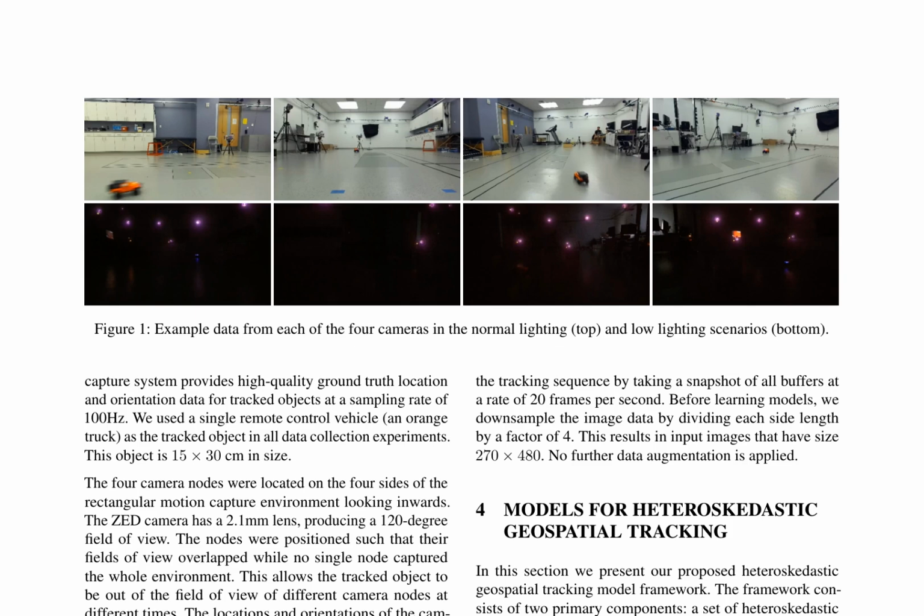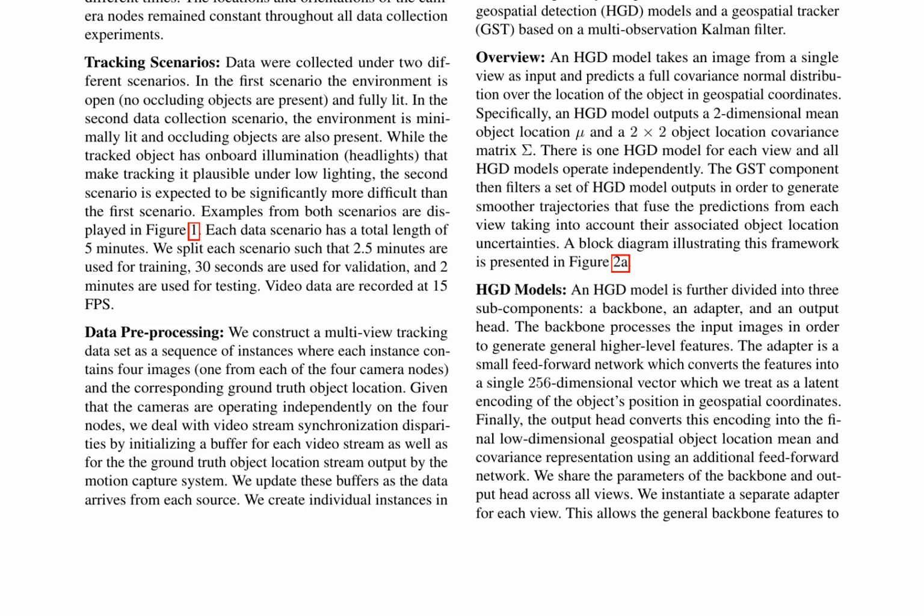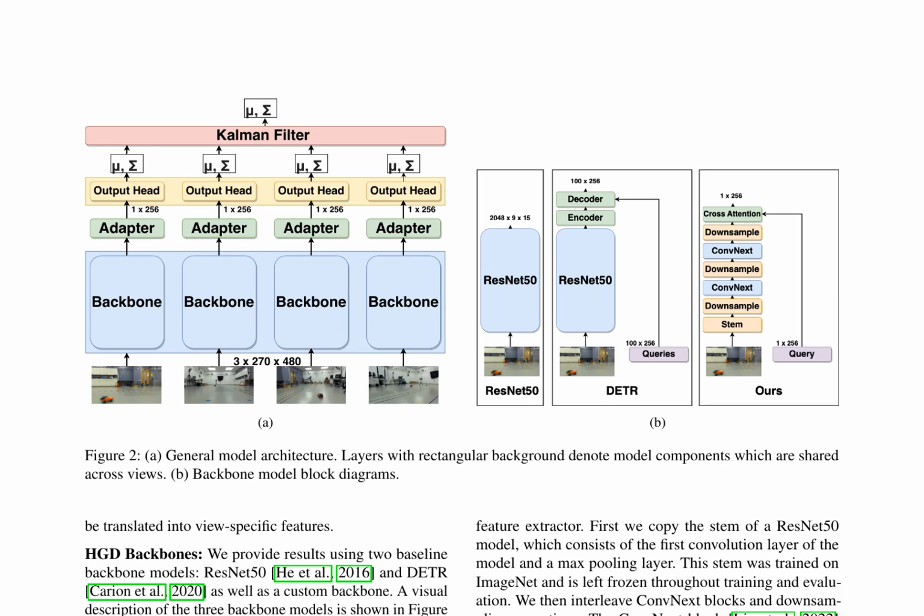The framework consists of heteroskedastic geospatial detection (HGD) models and a geospatial tracker (GST) based on a multi-observation Kalman filter. The HGD models predict a full covariance normal distribution over the location of the object in geospatial coordinates, while the GST component filters these predictions to generate smoother trajectories.